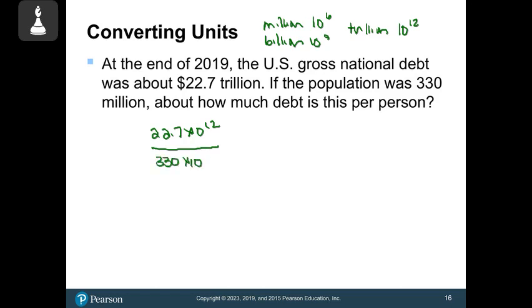So again, grab any scientific calculator. If you do this division, you're going to come out with $68,787.88. And this was back in 2019. So that means for every person that was alive in 2019, this was the amount of debt that they, as an individual, could take up as far as the total US debt.